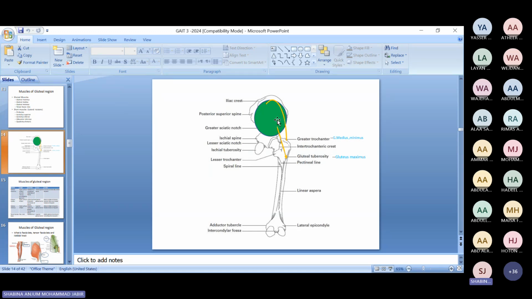And then finally, what will happen to the gluteus maximus? Some fibers of the gluteus maximus will be inserted over the gluteal tuberosity. You remember the gluteal tuberosity? Below the greater trochanter, we have a small bony elevation, which is called the gluteal tuberosity. This gluteal tuberosity is for some fibers of the gluteus maximus. Then what about the medius and minimus? They will be inserted over the greater trochanter of the femur.